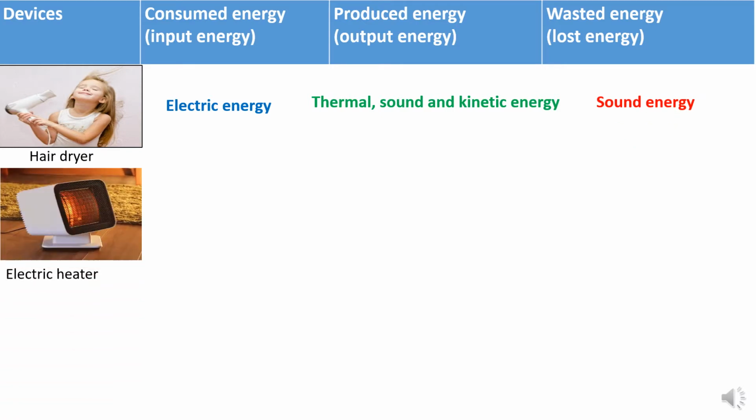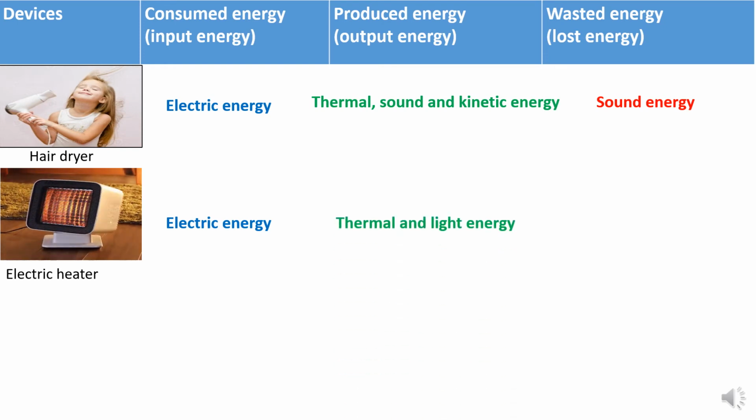And the electric heater. The input energy is the electric energy, while the output energy or the produced energy is heat and light energy. What about the wasted or lost energy? Yes, it is the light energy.